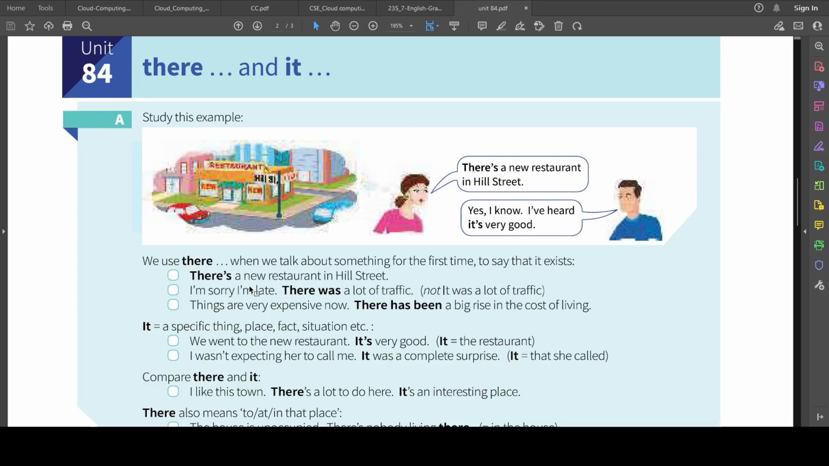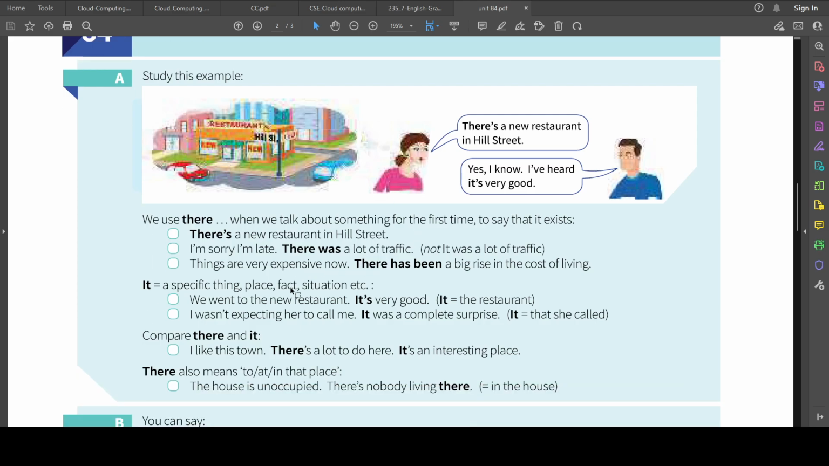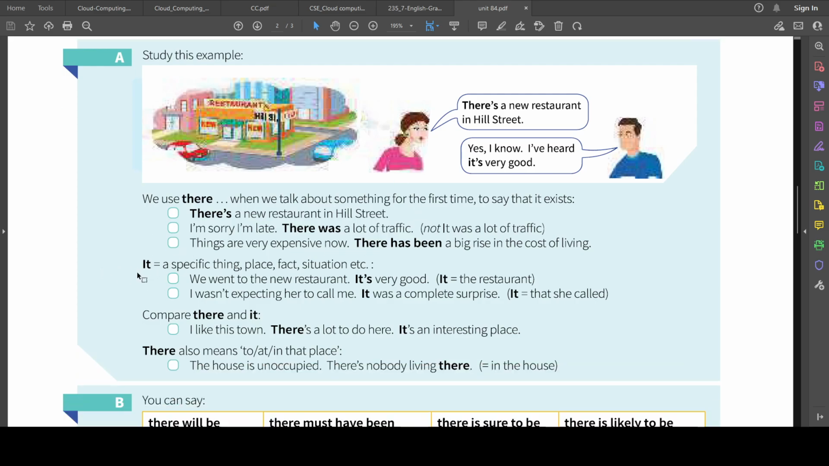The next one, things are very expensive now. There has been a big rise in the cost of living. We are talking about the cost of living that exists and is still rising, so all of them express existence. So let's move on. The next part is it.